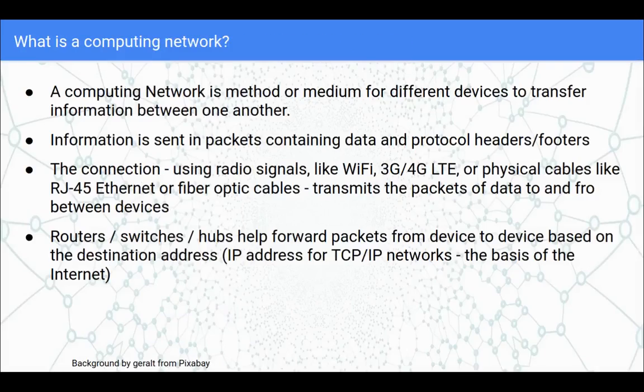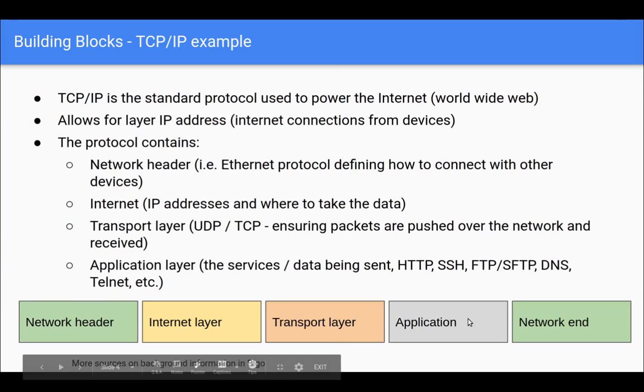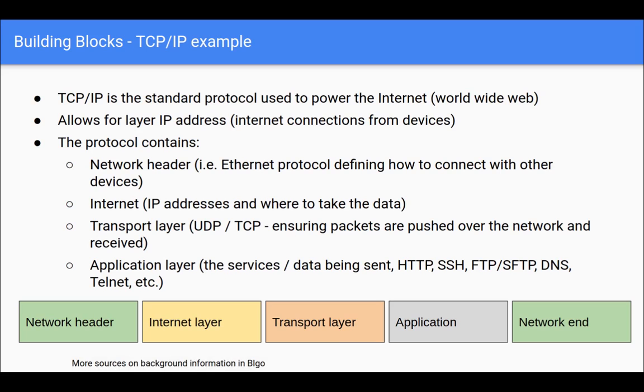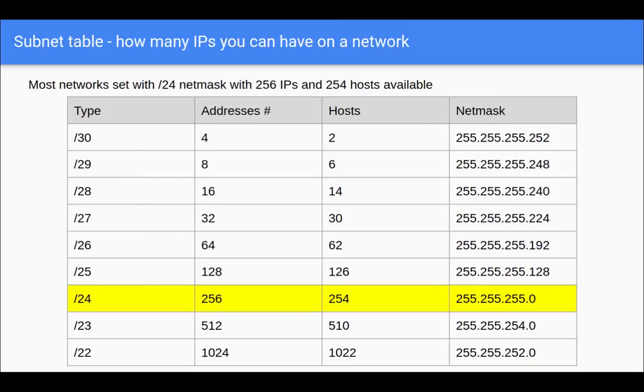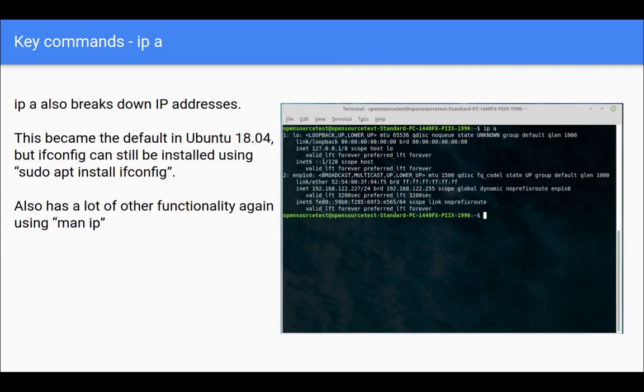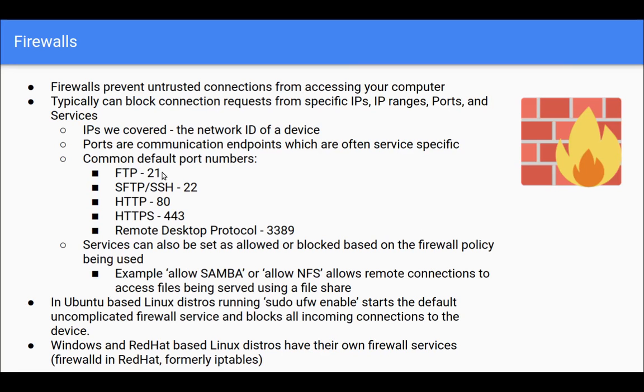The application in the transfer stack, different applications use different ports. For example, HTTP uses port 80. SSH uses port 22. FTP uses port 21 by default. So when you're looking to block certain traffic, these different types of applications will be sending requests typically on these different types of ports.